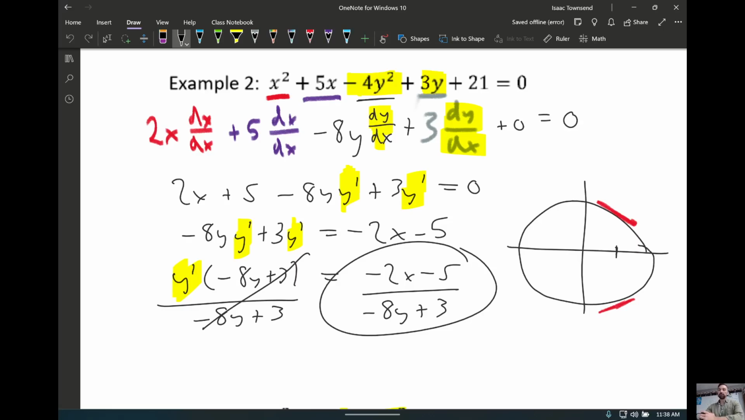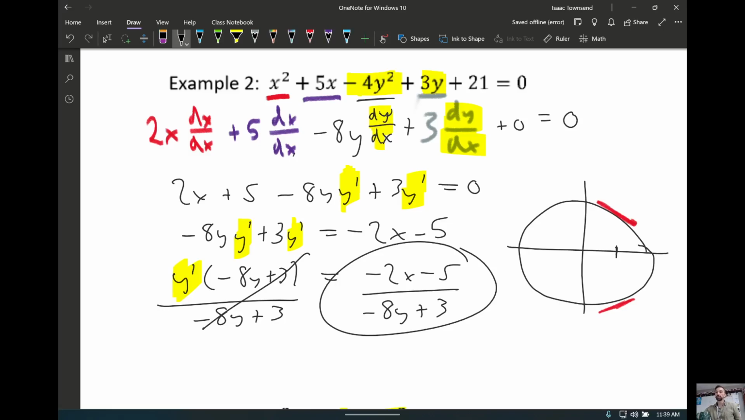Same idea with 5x. The derivative of 5x would be 5. I'm taking the derivative of x stuff with respect to x. Everything today is with respect to x. The important parts are the highlighted parts. To take the derivative of negative 4y squared, you still do power rule to get negative 8y, but you have to train your brain, just like chain rule, to say, I just took the derivative of y stuff with respect to x, because dy over dx is probably not going to be 1.